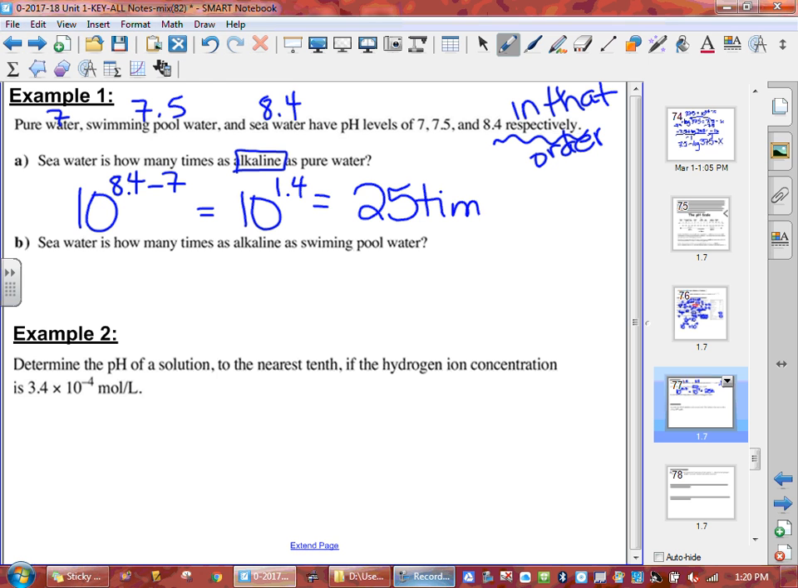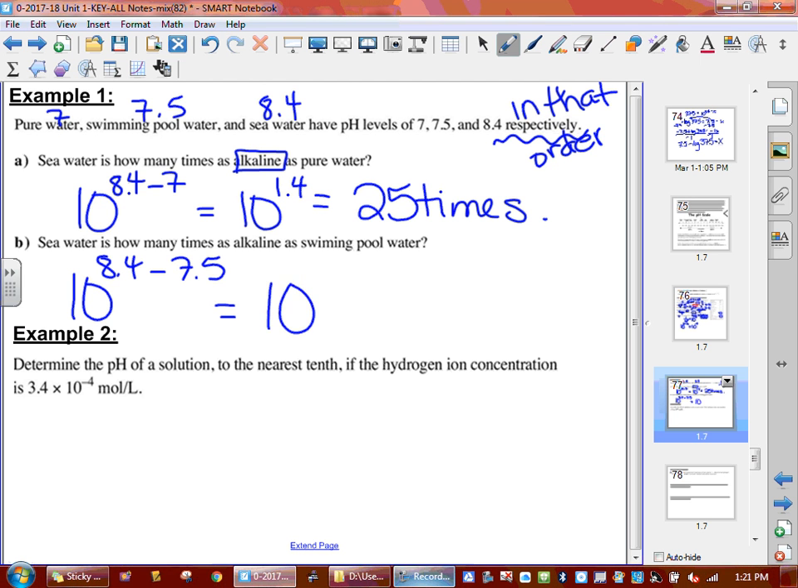Now we're comparing the seawater to the swimming pool water. Same thing, 10 to the 8.4 minus 7.5 this time. So 10 to the 0.9. So how big is 10 to the 0.9? Well, we know 10 to the 1 is 10. So it has to be a number smaller than 10. So how big is 10 to the 0.9? Yeah, it'll round up to roughly 8 times.